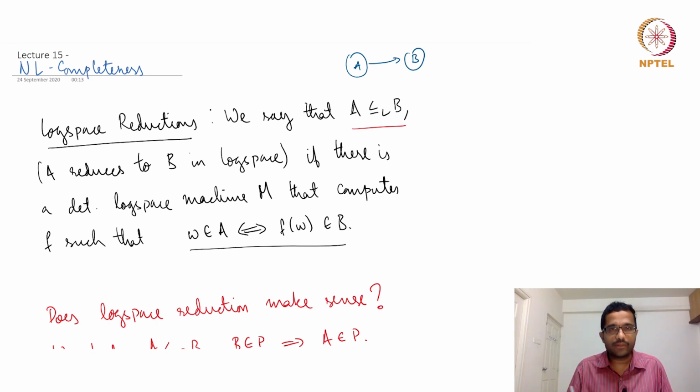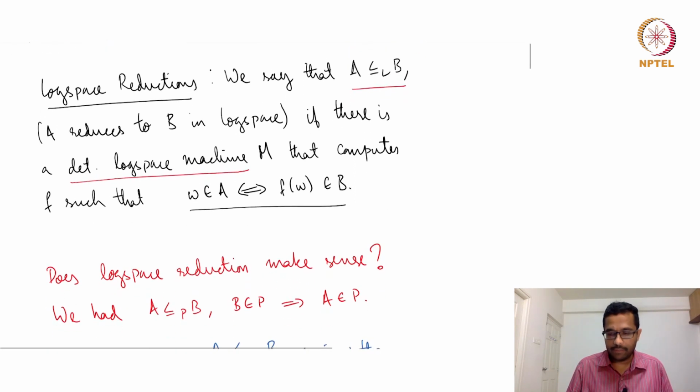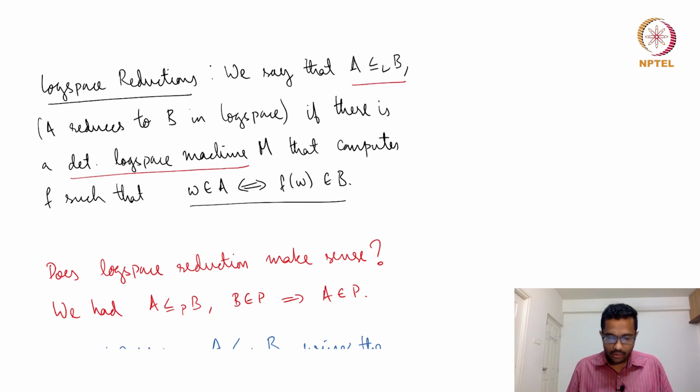So everything is very similar to polynomial time reductions. The only difference is that in polynomial time reductions, the machine which computed the reduction was restricted to polynomial time. Here the machine that is computing the reduction is restricted to deterministic log space. And W is in A if and only if f(W) is in B is exactly like what we had in polynomial time reductions, or even in the theory of computation course, mapping reductions. Now let's see whether this notion of reduction makes sense.